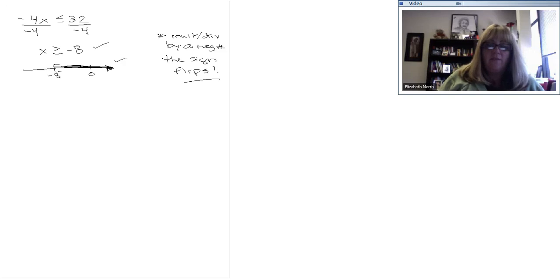There's my graph. Now my interval, what's the farthest thing to the left? -8. What's the farthest thing to the right? Positive infinity. Infinity always gets a parenthesis. -8 gets a bracket. And there's my answer for that one. So again, when you're solving inequalities, you solve them the same as you would an equation, except if you have to multiply or divide by a negative number, the sign flips.